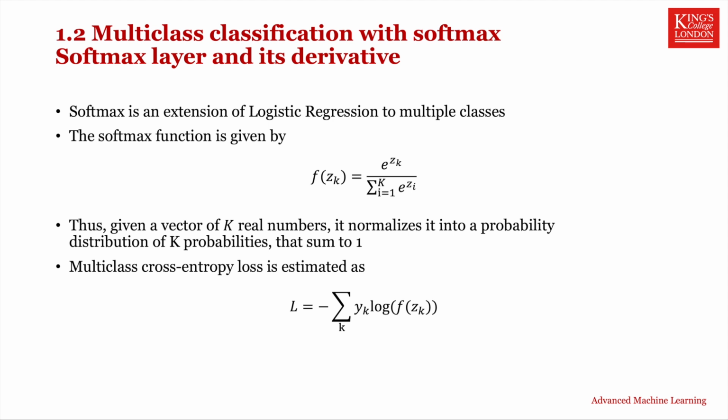So as indicated, softmax is an extension of logistic regression to multiple classes, and it achieves this through the softmax function given by the following equation. It takes a vector of real numbers, length k, representing each class, and normalizes it to a probability distribution of k probabilities which sum to 1.